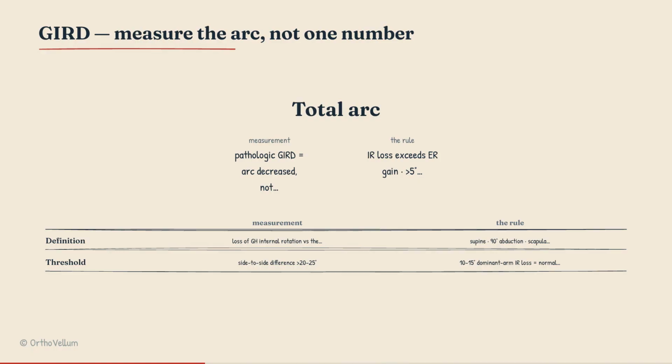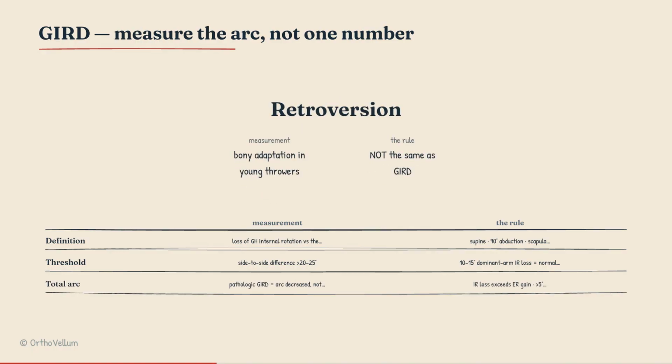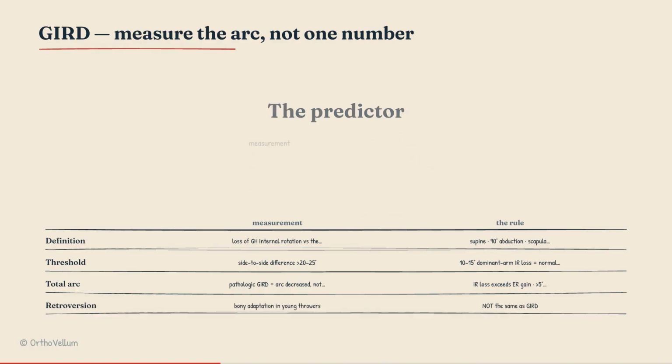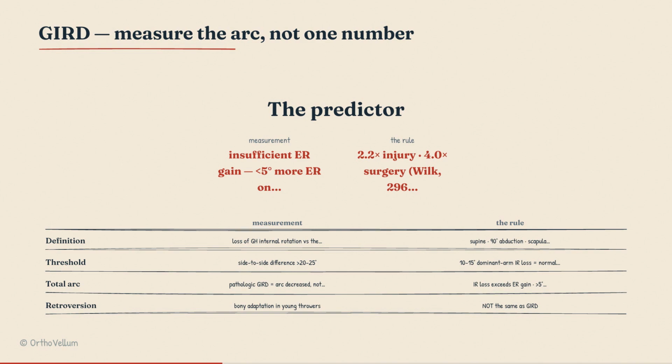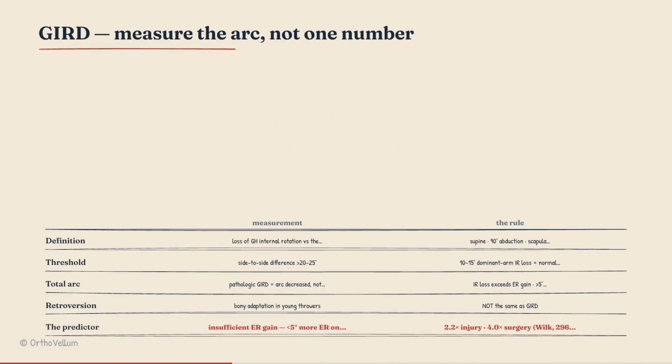Pathologic GIRD is a decreased arc, internal rotation loss exceeding external rotation gain, a side-to-side total arc difference beyond 5 degrees. Do not confuse the bone. Humeral retroversion is a bony adaptation in young throwers, not GIRD. The predictor: in 296 professional pitchers, GIRD did not predict injury. Failing to gain external rotation did: 2.2 times the injury risk, 4.0 the risk of surgery.